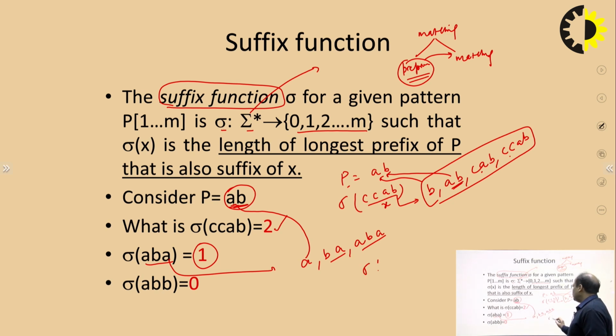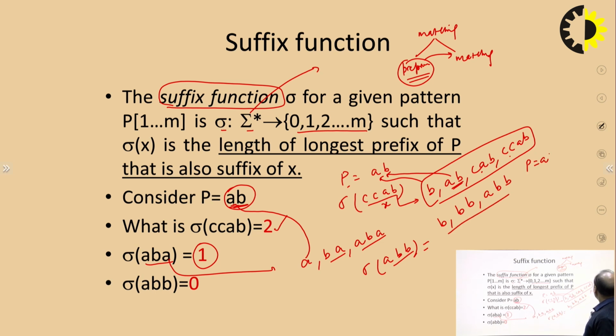Now, again, if we are interested in finding the suffix function of ABB, we enumerate its suffixes. What are its suffixes? B, then BB, then ABB. Your pattern is AB. We can see that none of the suffixes is a prefix of P. Epsilon is always there, so its length is going to be 0. None of the suffixes is found to be a prefix of P, so it is going to be 0. I think this is clear.